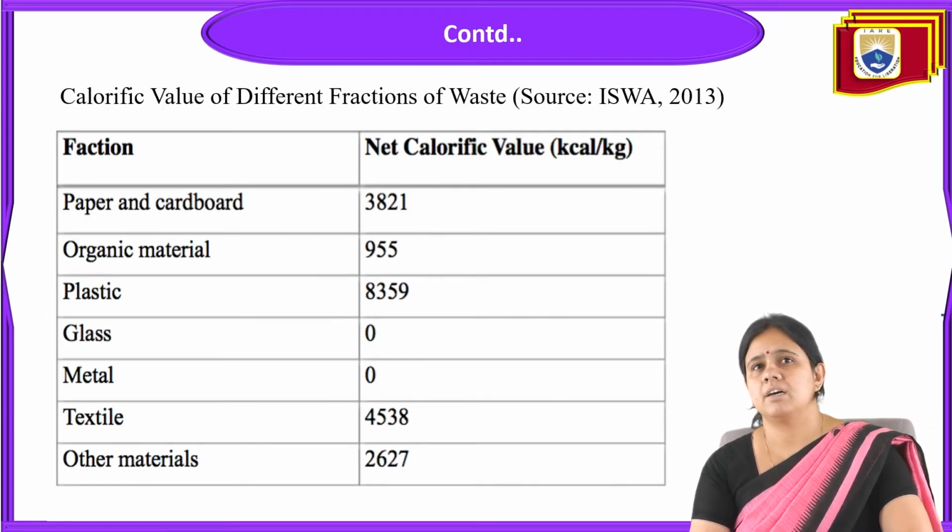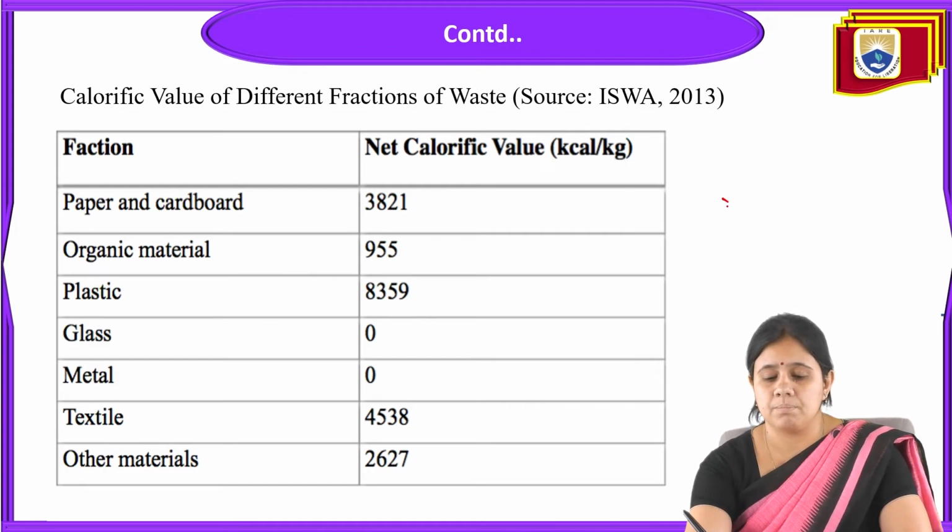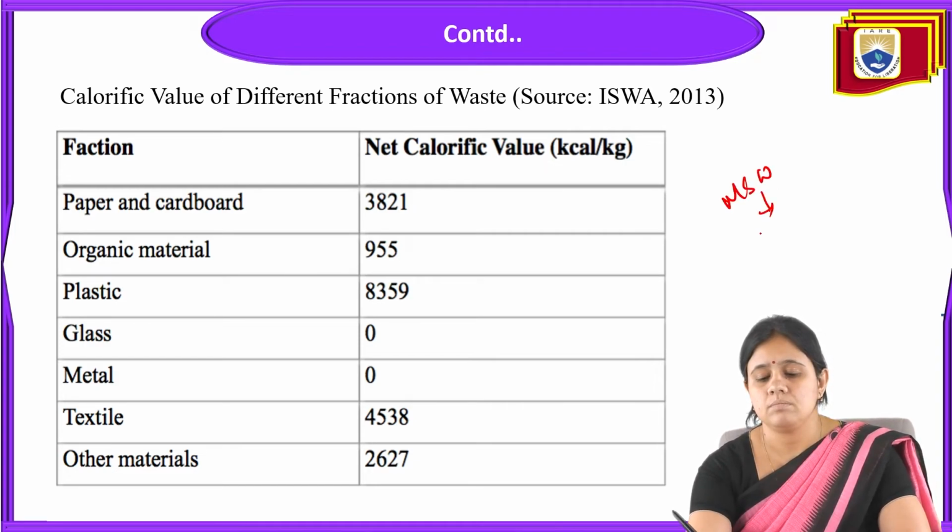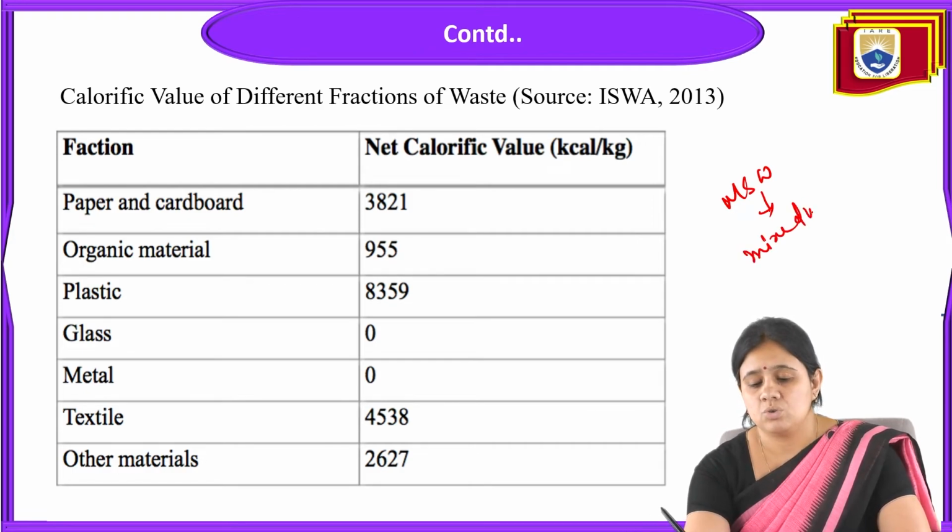Next, we'll give information on the calorific value of the different fractions of the waste, meaning which type of waste. As we know, MSW is mixed waste, so we are dealing with the general MSW. In the general MSW, which types of waste are present? It is paper and cardboard, organic material, plastic, glass, metal, textile, or some inert material.